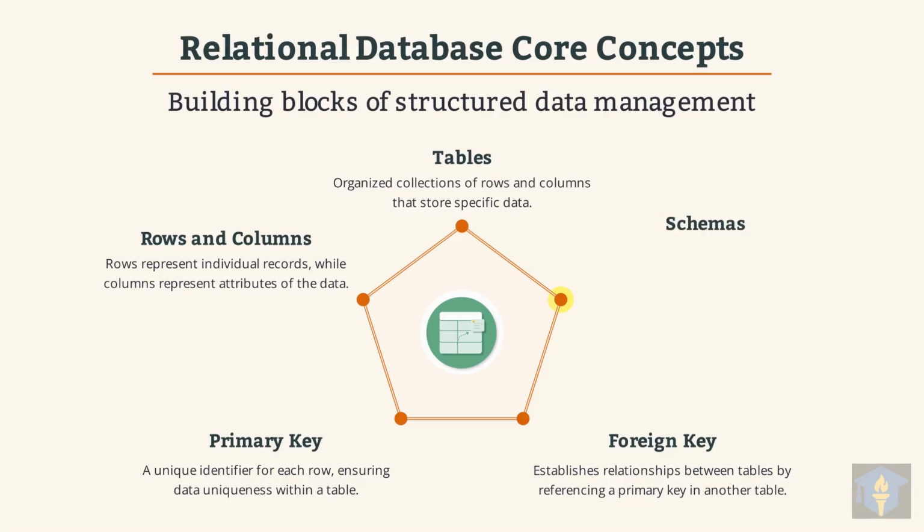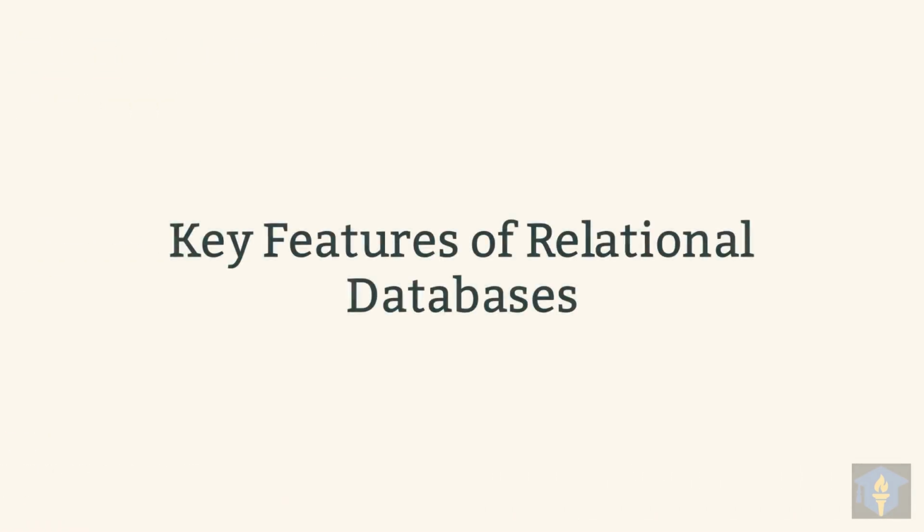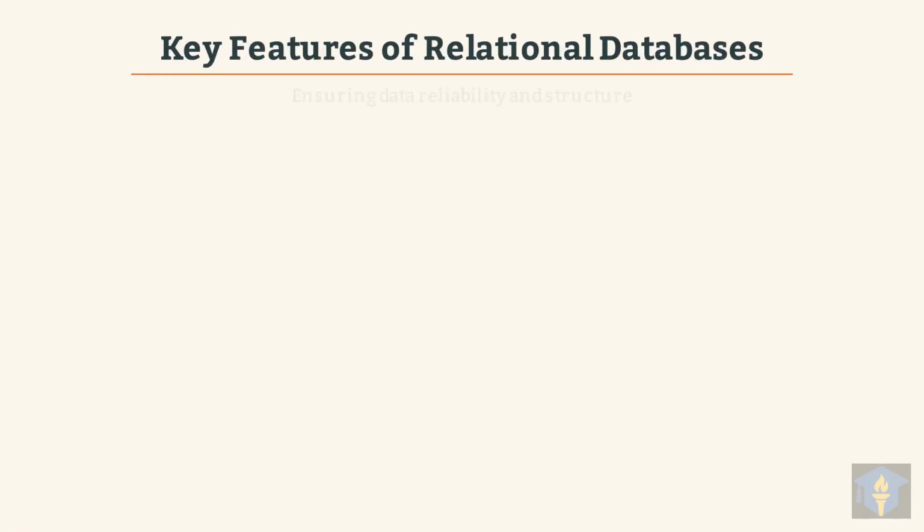Finally, schemas define the overall blueprint or structure of our entire database. They define table names, data types for columns, and various constraints that govern the data. Now, let's delve into the key features that make relational databases so robust and reliable. These features are critical for ensuring data reliability, consistency, and a well-defined, predictable structure.